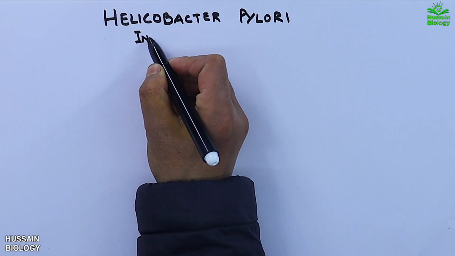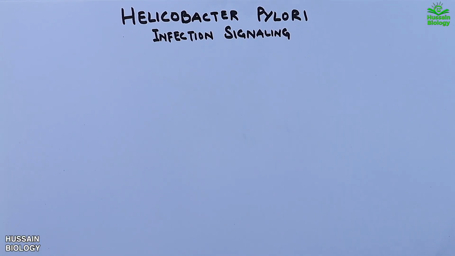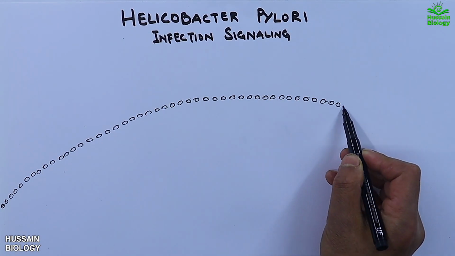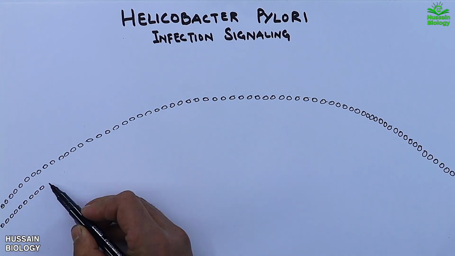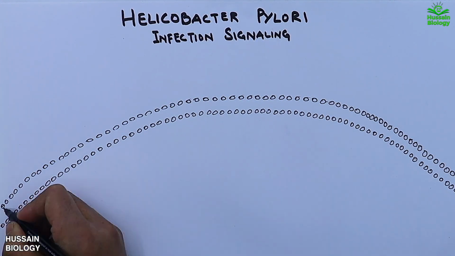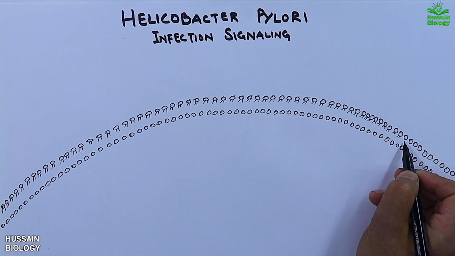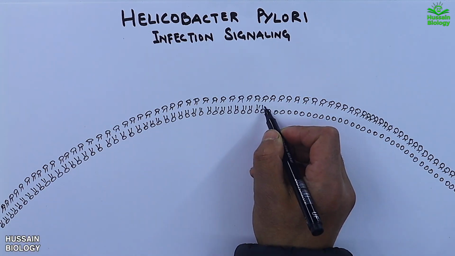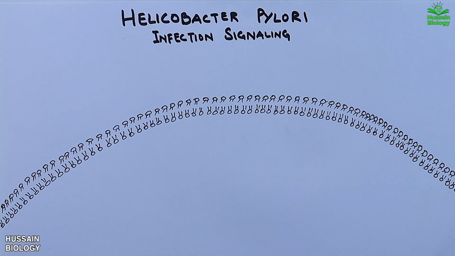In this video, we'll be discussing Helicobacter pylori infection signaling. To understand this process, let's first look at the cell membrane. The cell membrane acts as a protective barrier regulating what enters and exits the cell. It is the first point of contact for pathogens like Helicobacter pylori.